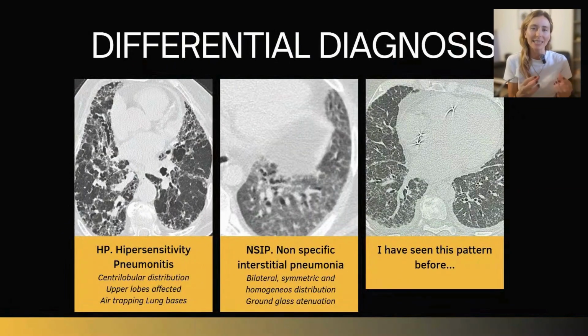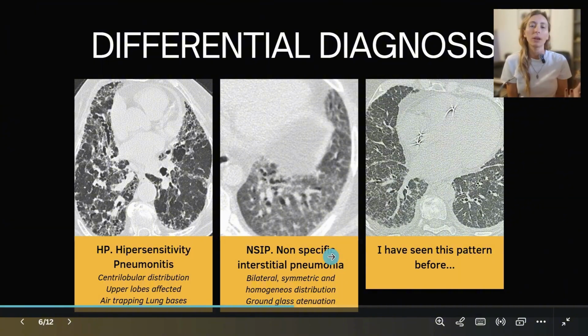So after analyzing this pattern, we came out with 3 differential diagnoses. The first one is HP, hypersensitivity pneumonitis, because of its centrilobular distribution. I don't know if you remember the micronodules with ground glass attenuation. The pattern is diffuse. We do not have a basilar gradient. We do not have a predominance in the upper lobes, but we have all the areas of the lung affected, and we also found this mosaic attenuation in lung bases that could be in keeping with air trapping.